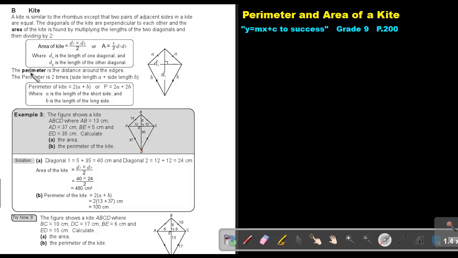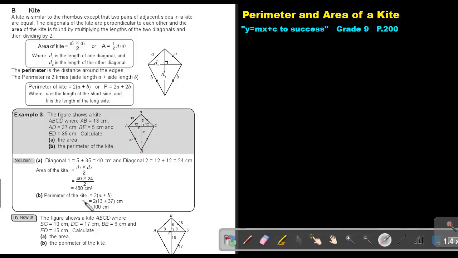Okay. The perimeter is the distance around the edges. So it's this plus this plus this plus this. So the perimeter is 2 times A plus B, or the perimeter of the kite is 2A plus 2B, where A is the length of the short side and B is the length of the long side.